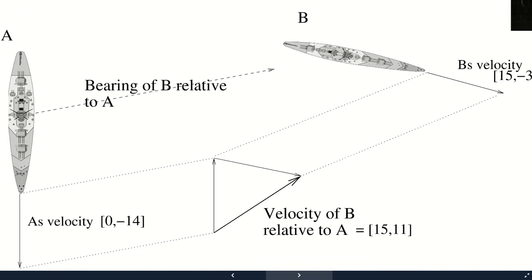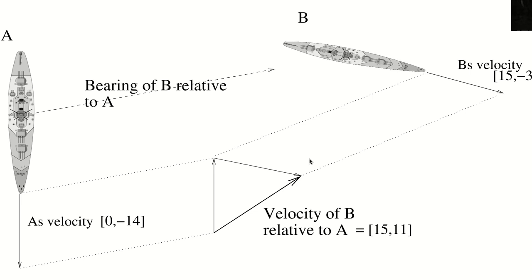What they were doing essentially had to perform a vector sum. You got some estimate of the range of B from A. You can easily measure the bearing of B relative to A. You know your own velocity, and you have a guess at the velocity of the other ship, guessing it maybe from the size of the bow wave, but you put in an estimate of the velocity. So what you're trying to estimate, from these two velocities, is the relative velocity of the two ships.